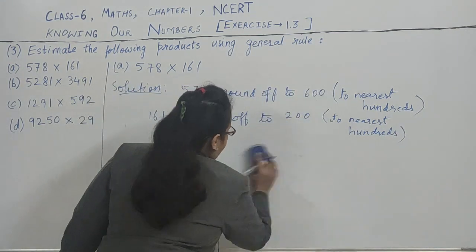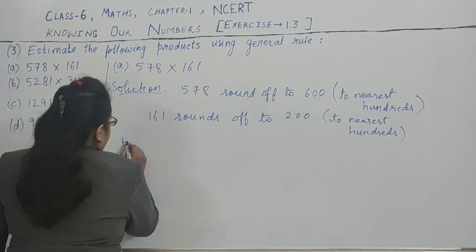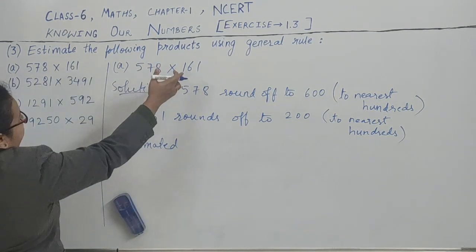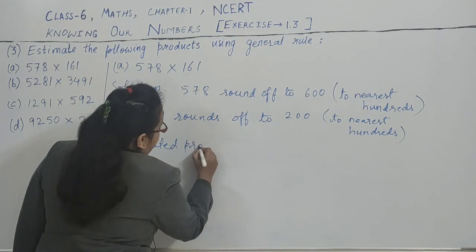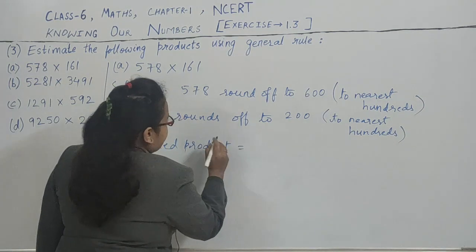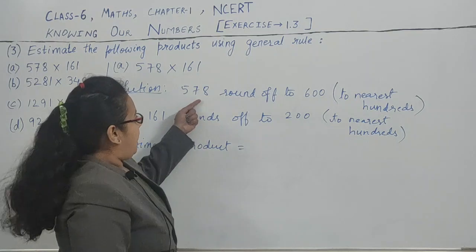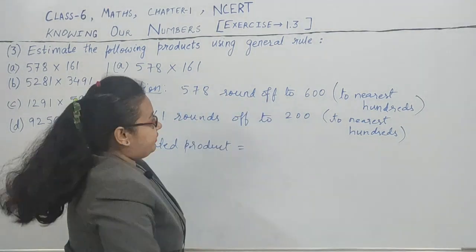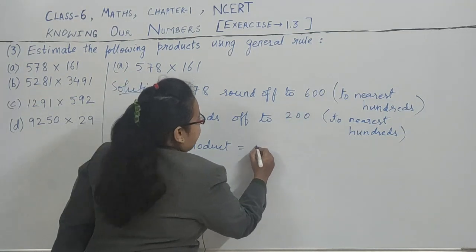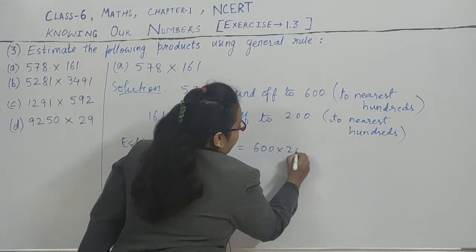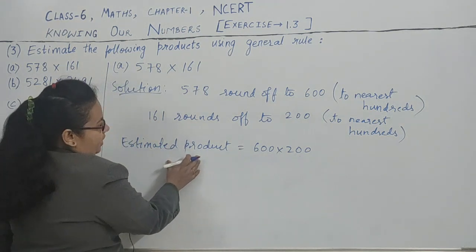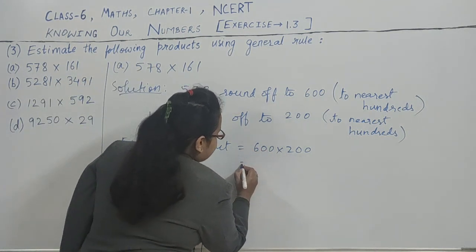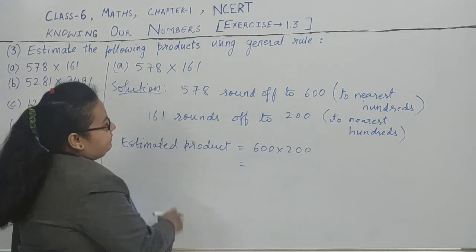Now the estimated product will be what? See, because we have to estimate the product. Okay, so estimated product is equal to, after rounding off the numbers, this is rounded off to this and this is rounded off to this. After rounding off the numbers, we have to multiply them. Okay, 600 into 200, that will give the estimated product. We multiply the rounded off numbers, and that will give the estimated product.